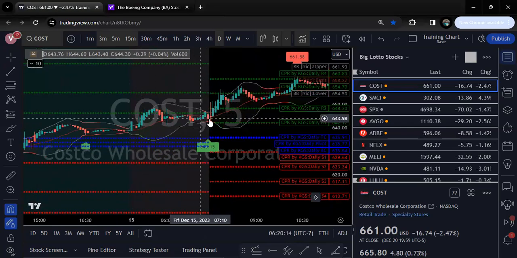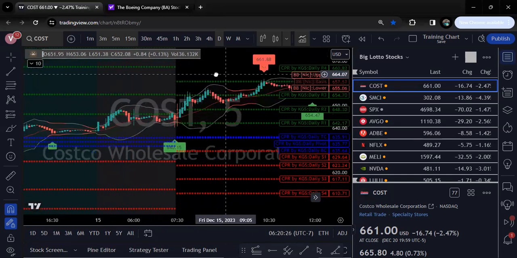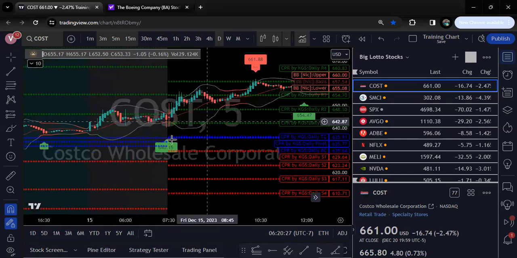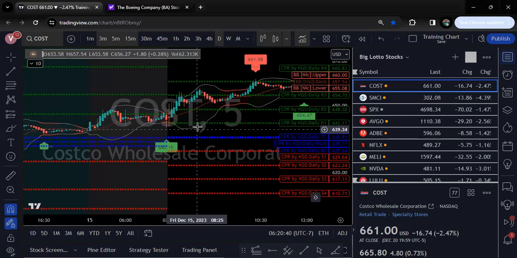So here, post ER, it gave us a small squeeze, this red color here. So you see it had a narrow CPR. It was at R1, R2, R3. It went all the way to R4. So for post-earnings stocks, if that day you're seeing it has a narrow CPR, 635, 635, 635, it's telling you that day, expect a good move.